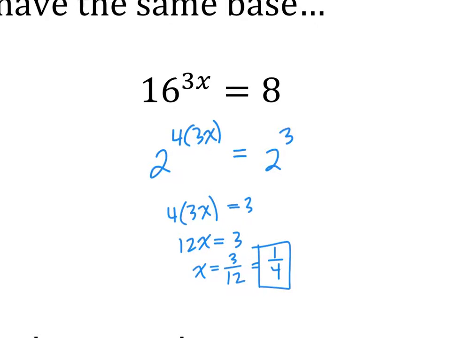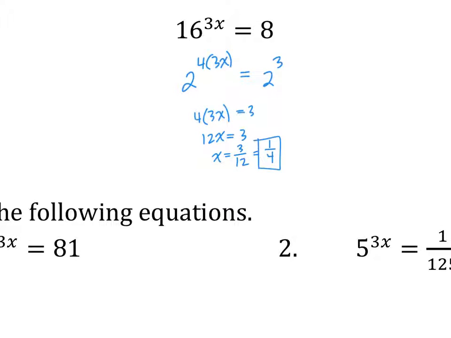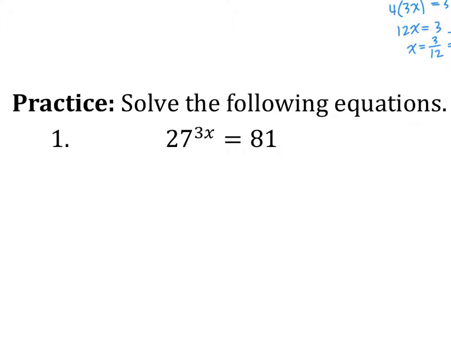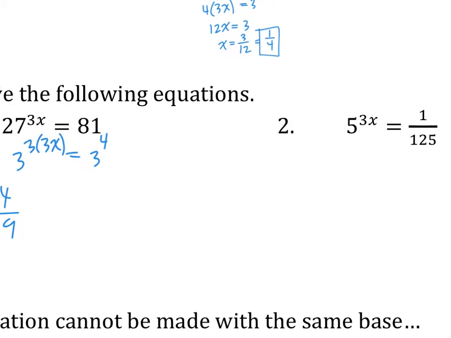Okay, so let's go ahead and have you practice 1 and 2. All right, number 1. Allison, what'd you get? 4 over 9? Okay, yeah, so 27 is 3 to the 3rd, so that times that 3x there. 81 is 3 to the 4th, so then we make them equal to each other, 4 over 9. Trey, number 2.